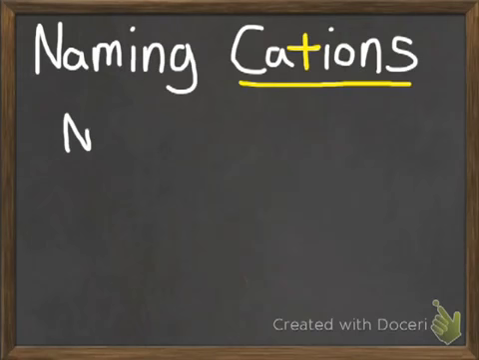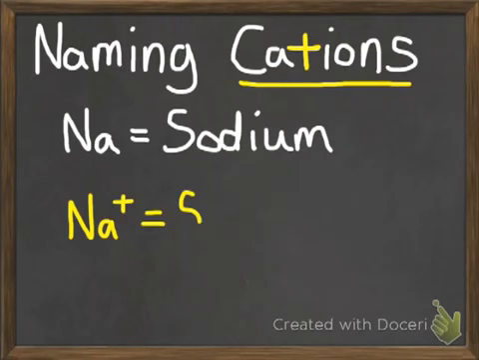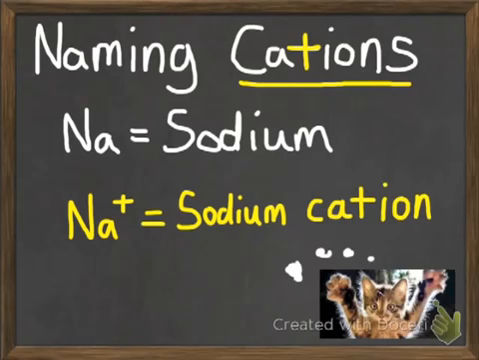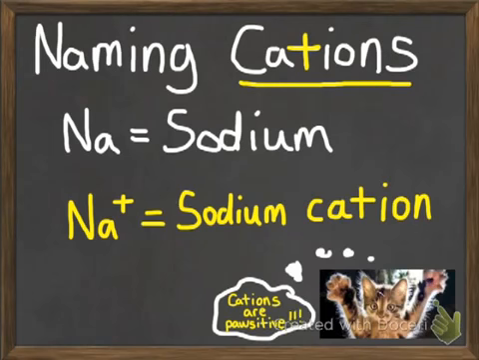So in naming cations, all we have to do is really just add cation to the end of the word. So sodium we would call just sodium, but then when it loses an electron it becomes positively charged, and that just makes it a sodium cation. So we would just call that ion a sodium cation.